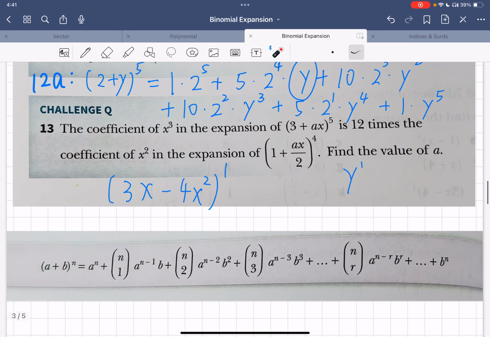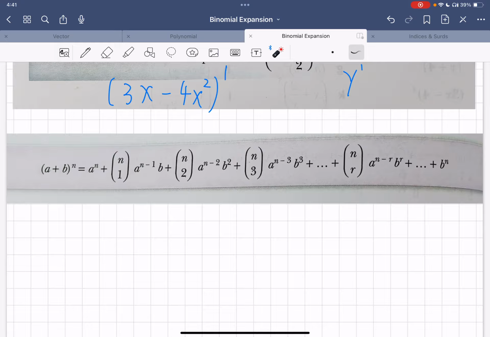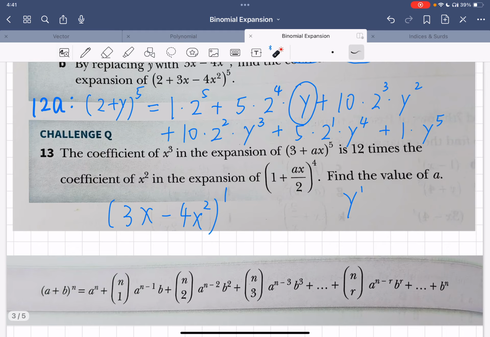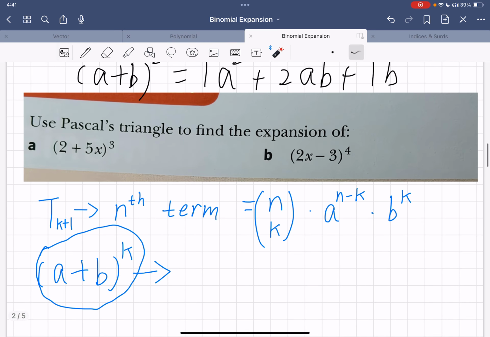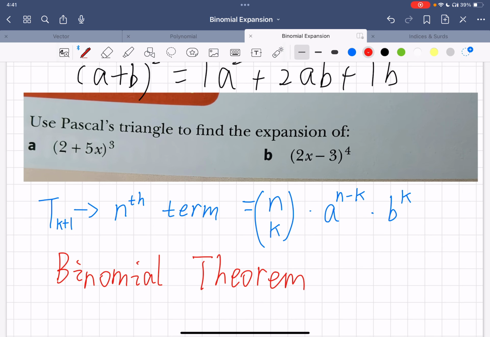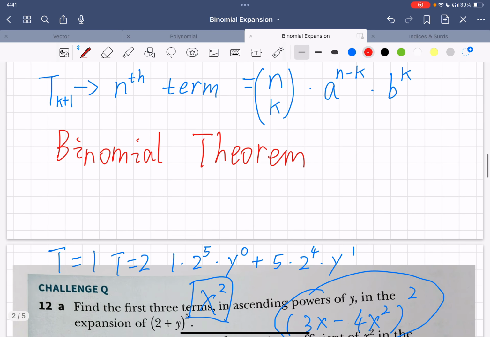Now that is the thing I'm going to talk about. This is what we call the binomial theorem. So this is the result. You can take your note.